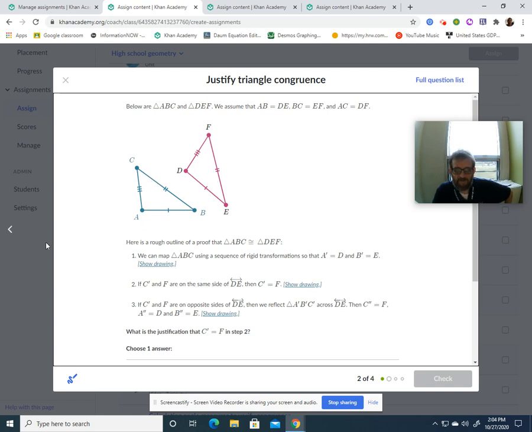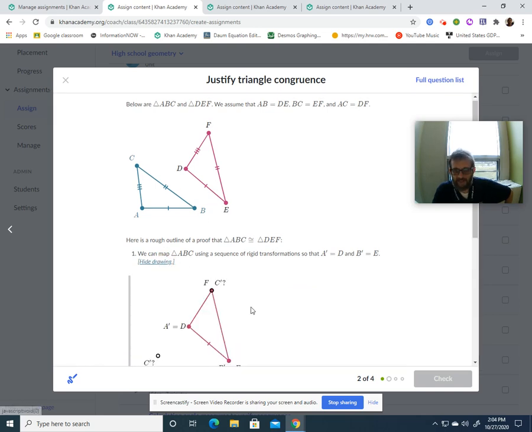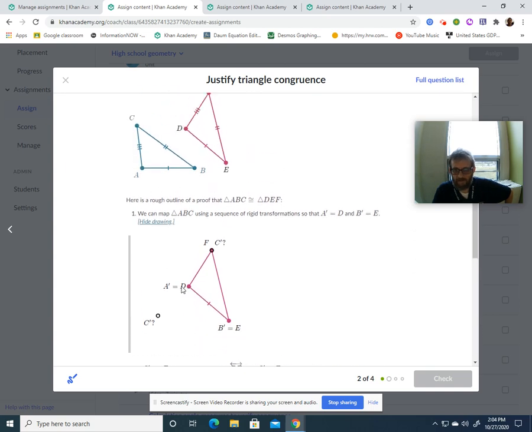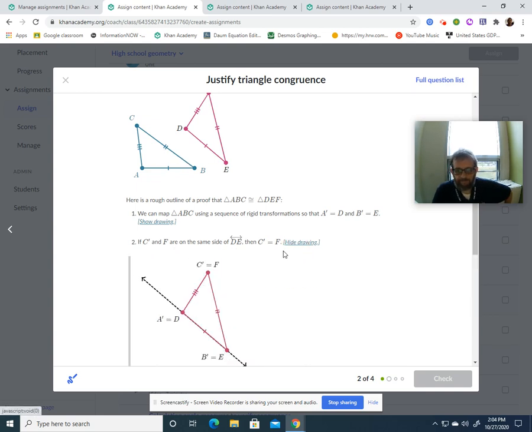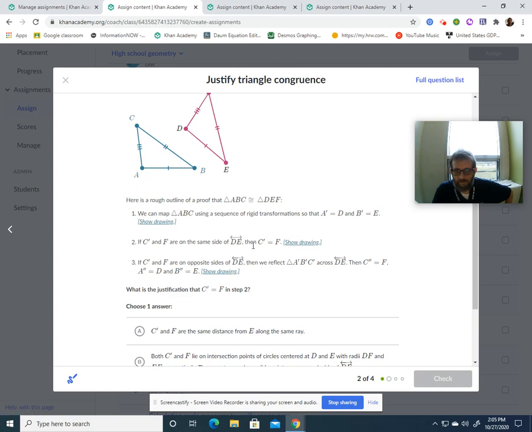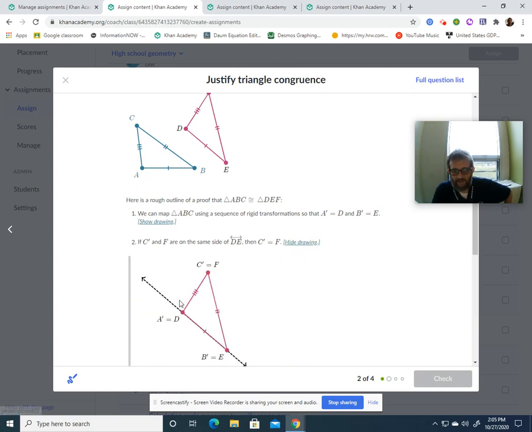Second one. Again, we have two triangles. Clearly, they've marked that all three sides are congruent. They're going to map this one onto that one, probably by a translation and then a rotation. So again, they just show us, hey, I mapped one onto the other. That's what they show me. Then it says if C prime and F are on the same side of DE, so if they got to the same place, then if they're on the same side, then they have to be equal. And that's because they're both the equal distance from there.